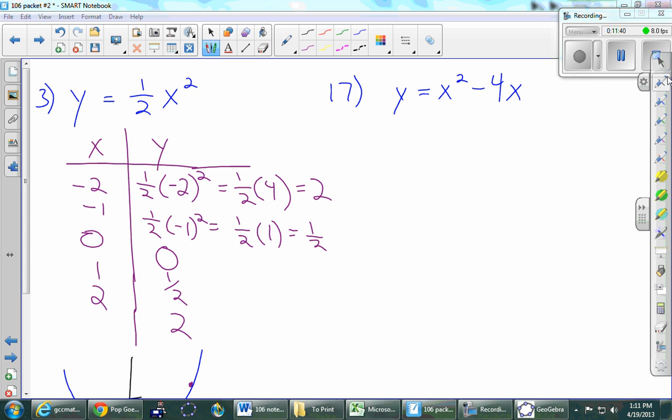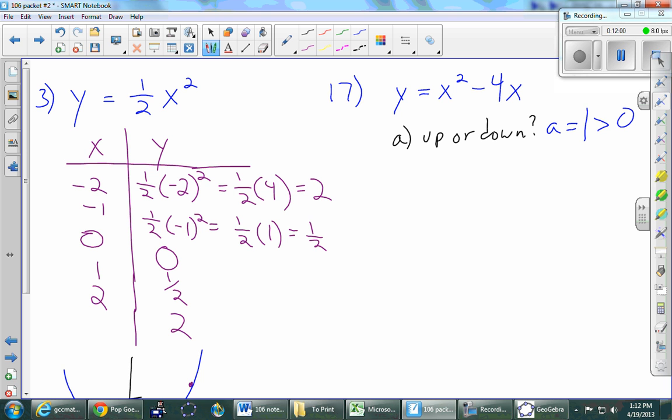Okay, so the first step that we had in our process, I think, was the up or down question. In this case, we know that the a is the letter we're using for the number in front of x squared, which is 1, which is positive. So is that an up or a down? Up, like it's positive, like it's smiling. So up. And then you'll have to remind me, was the second step to find the y-intercept? Y-intercept.